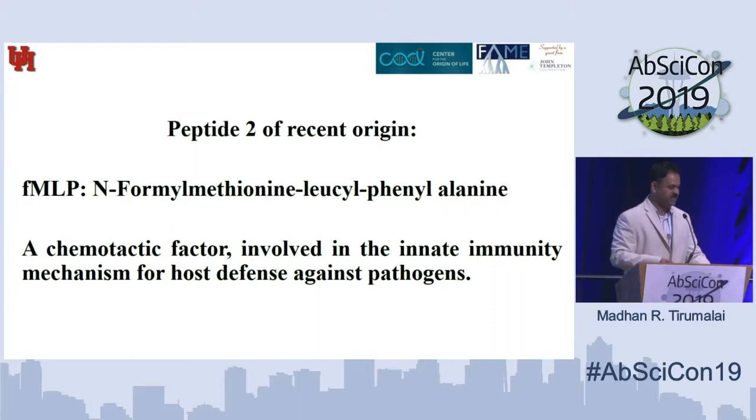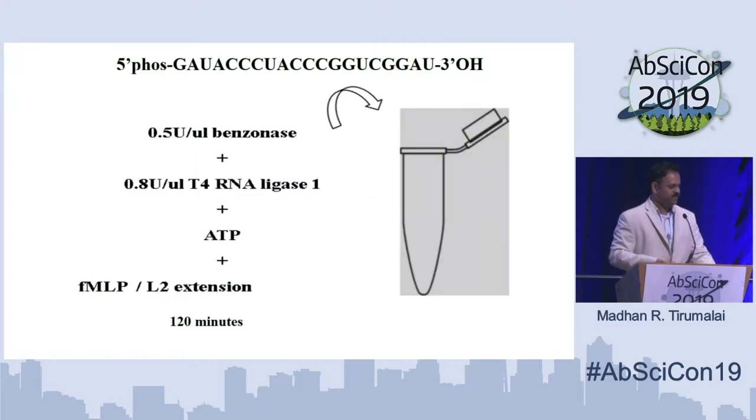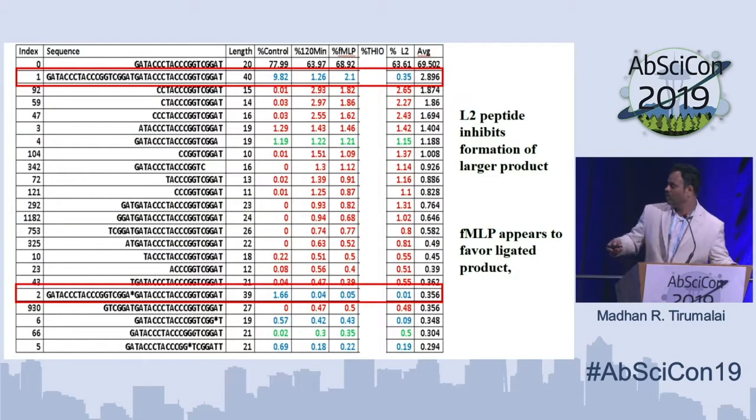It's a short peptide. And we did the same by putting each of these separately into this DCC system with the 2 enzymes along with the oligo. What do we see? We see that while L2 inhibits formation of the larger product, FMLP appears to favor the ligated product. We do not know why, but this is a very good sample to just show how the presence of peptides or amino acids could impact sequence-based exploration.